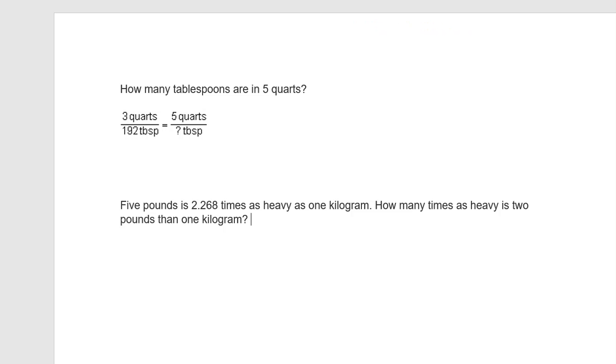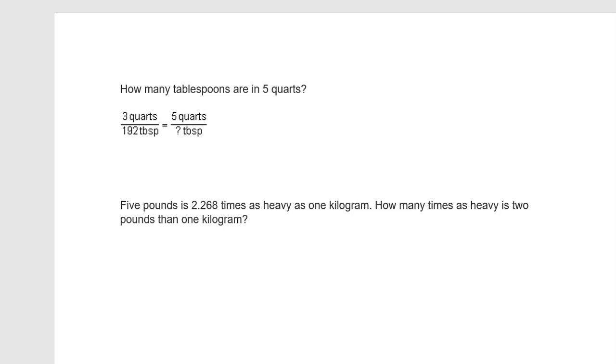Explaining equivalent ratios and how to use equivalent ratios to solve proportions, like you see in the first problem. So how many tablespoons are in 3 quarts? They set the problem up for you. If 3 quarts are equal to 192 tablespoons, how many tablespoons would be in 5 quarts?